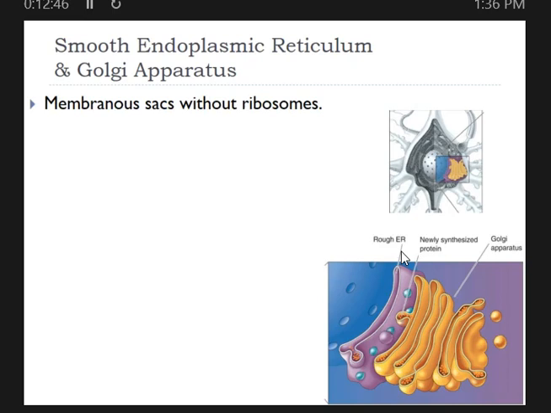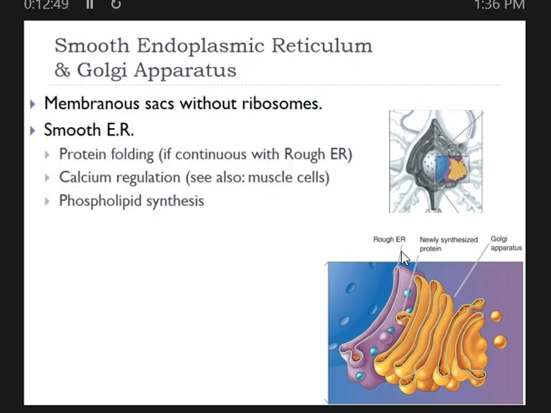So we do have this whole endomembrane system, which is a collection of membranous sacs within the cell, and many of them do not have ribosomes, unlike the rough endoplasmic reticulum. Like I was just saying, there is smooth endoplasmic reticulum that exists in cells as well. I actually don't have a good picture of it on this slide. It might be on a subsequent one. Smooth endoplasmic reticulum can do a number of different things for neurons, though.